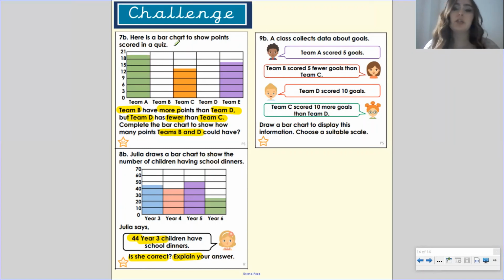And the last question, a class collects data about goals. Team A scored 5 goals. Team B scored 5 fewer goals than Team C. Team D scored 10 goals. And Team C scored 10 more goals than Team D. You need to draw a bar chart to display this information, choosing a suitable scale. So that's the numbers going up the side.